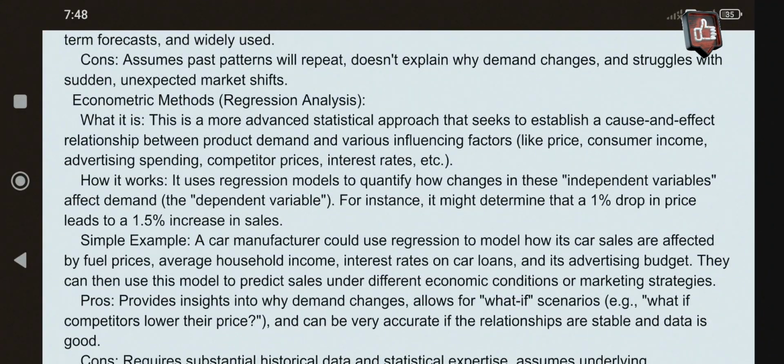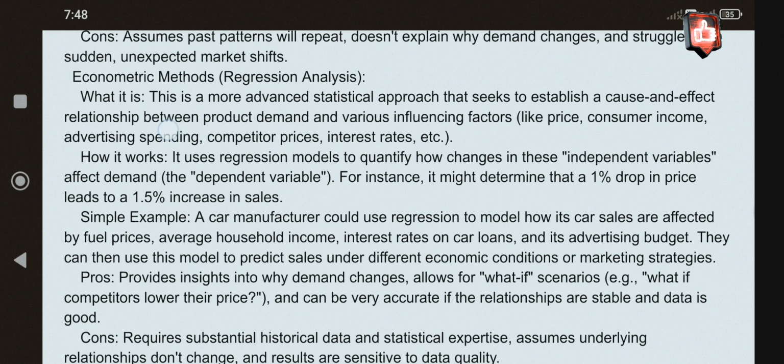Econometric methods, regression analysis. What it is: this is a more advanced statistical approach that seeks to establish a cause and effect relationship between product demand and various influencing factors like price, consumer income, advertising spending, competitor prices, interest rates, etc. How it works: it uses regression models to quantify how changes in these independent variables affect demand, the dependent variable. For instance, it might determine that a 1% drop in price leads to a 1.5% increase in sales.